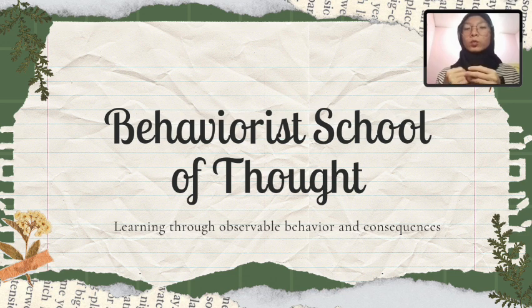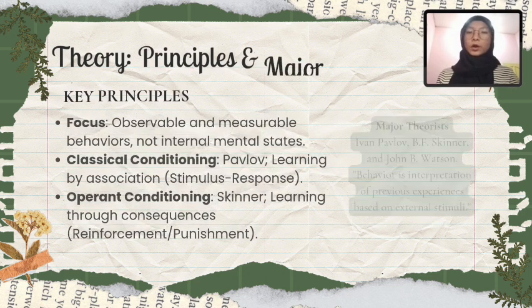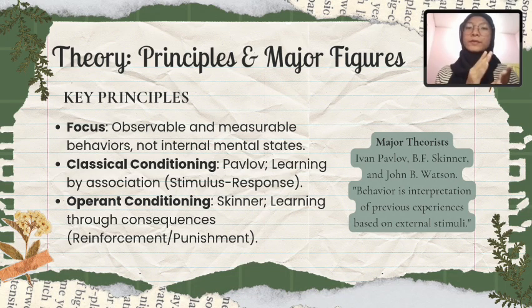Behaviorism focuses on what we can observe and measure. Instead of looking at the internal mental process, behaviorists define learning as a change in observable behavior caused by external stimuli and environment. So the core assumption of behaviorism is that learning occurs through conditioning, that is, establishing a connection between a stimulus and a response. There are two main types of conditioning.